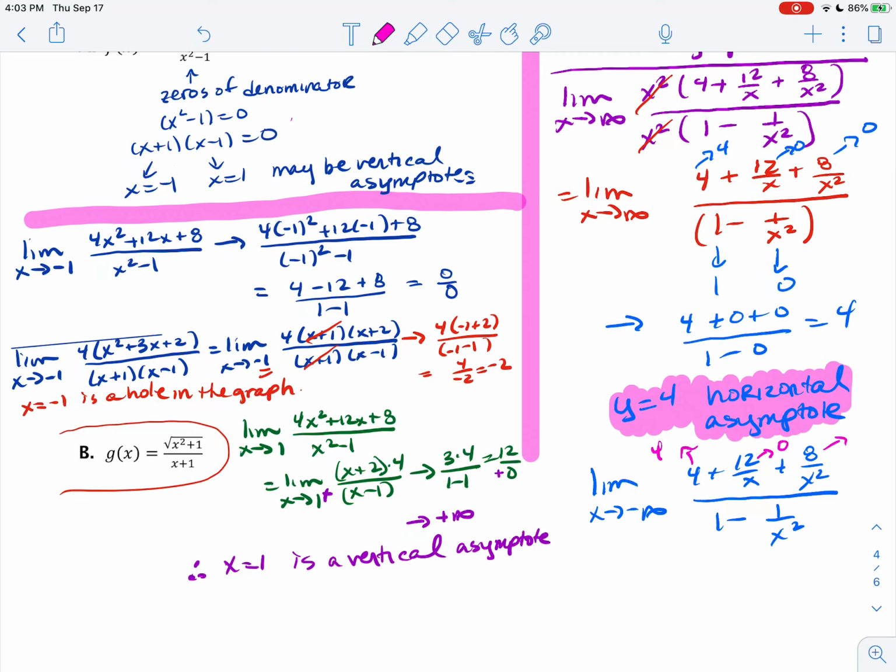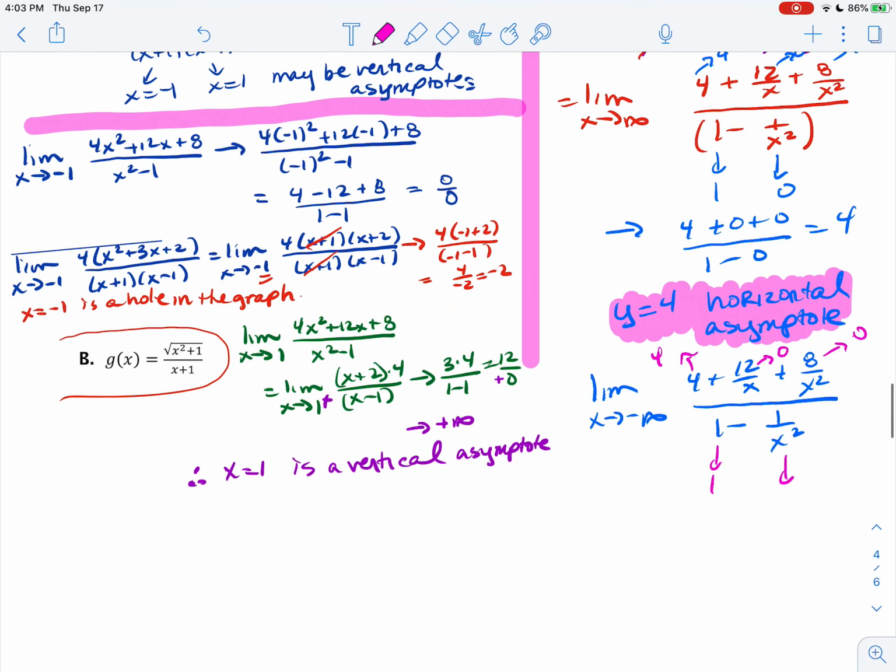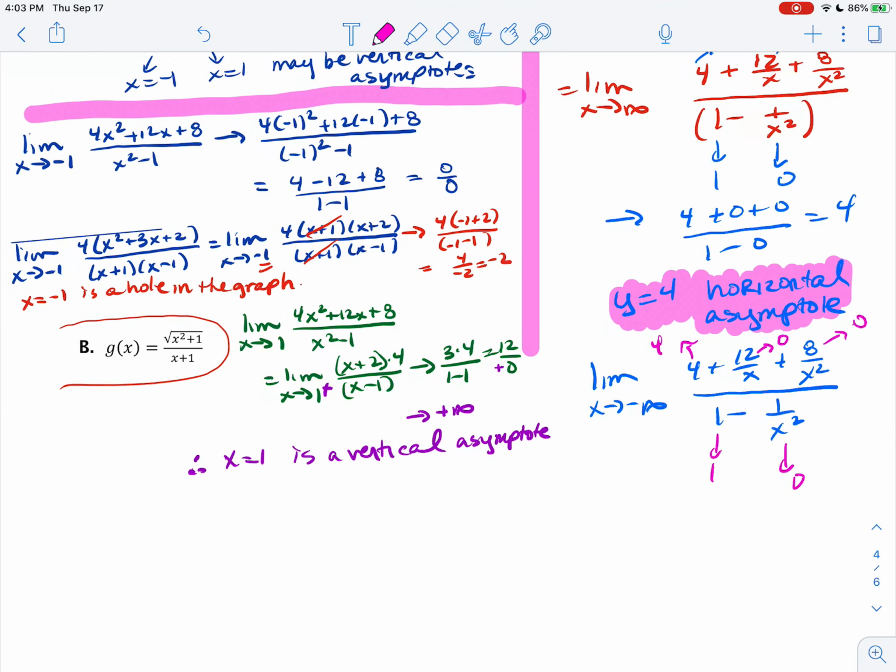12 over x is still going to 0. 8 over x squared, or 8 over infinity squared, is going to 0. 1 is going to 1. And 1 over x squared is also going to 0. So we have the same horizontal asymptote. We just have one. Okay. I'm going to stop here, and I will continue with part 2.